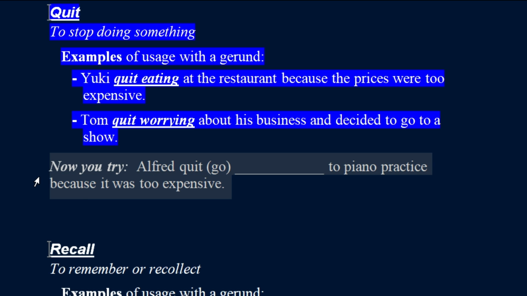Now you try. Alfred quit go to piano practice because it was too expensive. Alfred quit going to piano practice because it was too expensive.